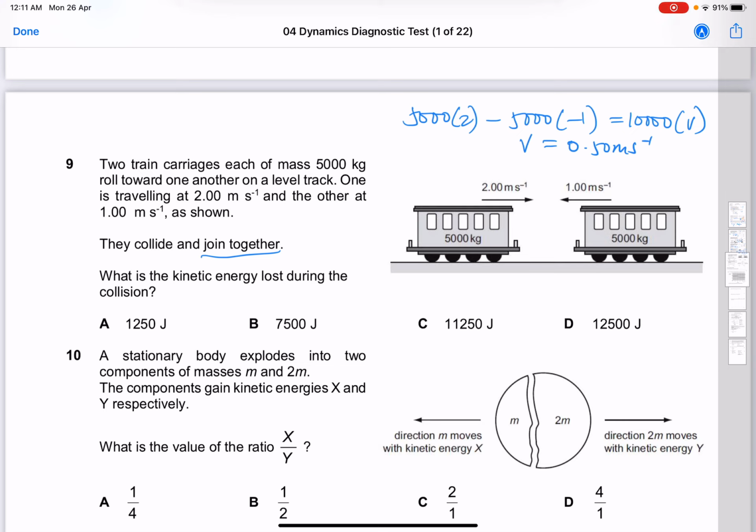After finding the final velocity, the rest of it is just maths, just calculations. Right, I will have to take the loss in KE equals the final KE minus the initial KE. So you can just find the initial KE by taking half mv squared. And the answer should be C.